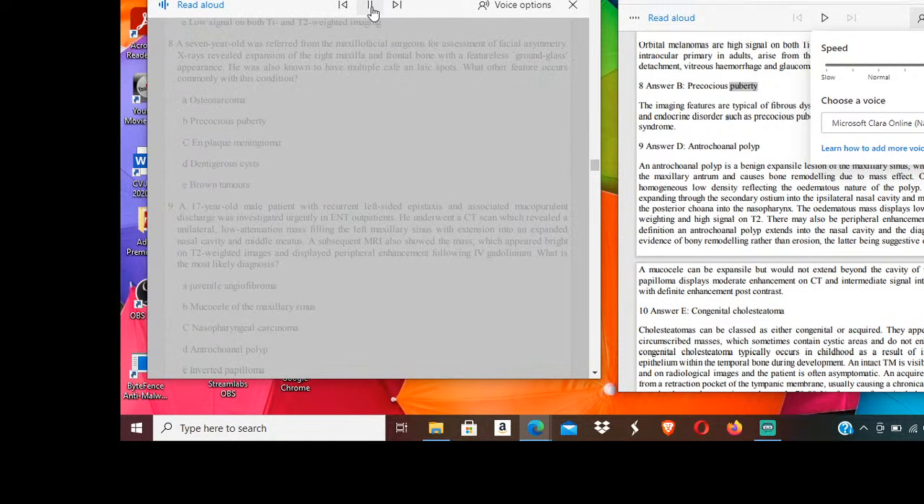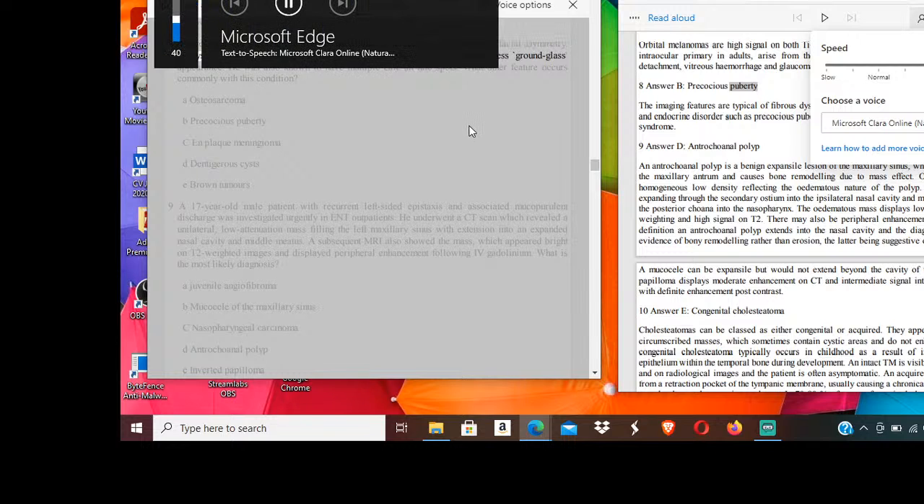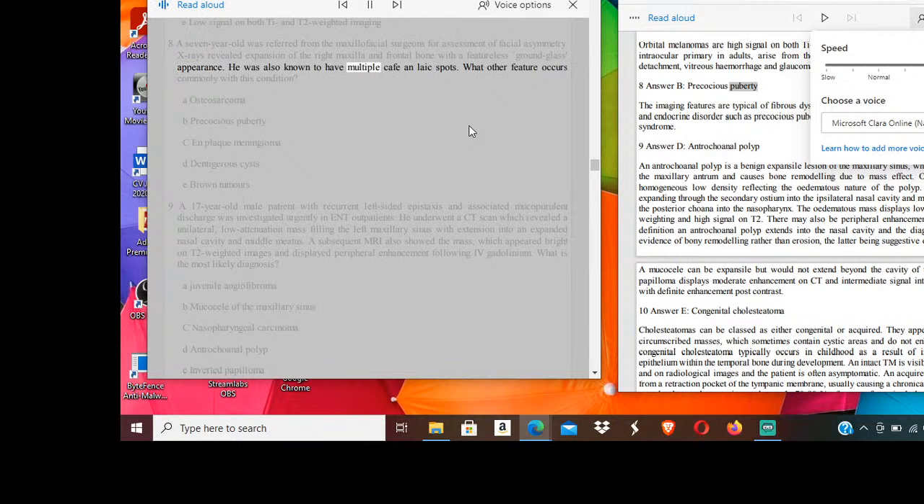E, low signal on both T1 and T2 weighted imaging. 8. A 7-year-old was referred from the maxillofacial surgeons for assessment of facial asymmetry. X-rays revealed expansion of the right maxilla and frontal bone with a featureless ground glass appearance. He was also known to have multiple café au lait spots. What other feature occurs commonly with this condition?